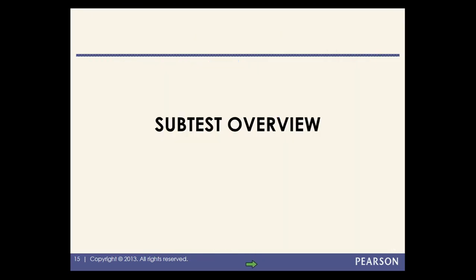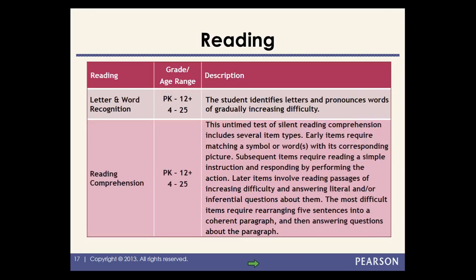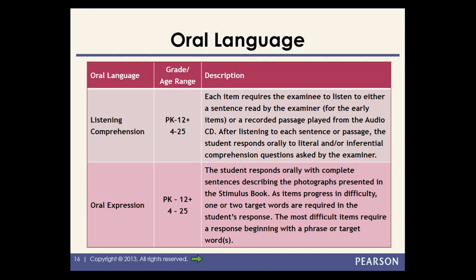Let's talk about some of the subtests and go over a quick overview of the subtests. Oops, I apologize. I pressed the button too quickly. So for the oral language subtests, we have listening comp and oral expression. And listening comp is for kids pre-K through 12 plus.